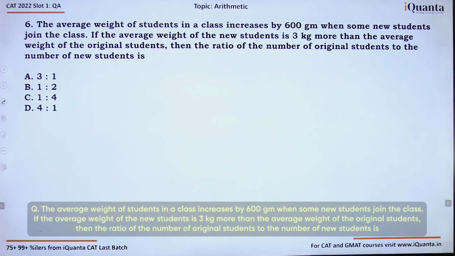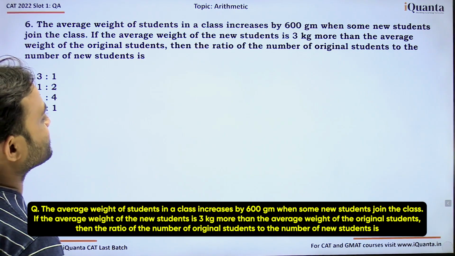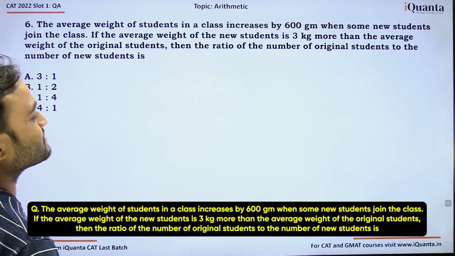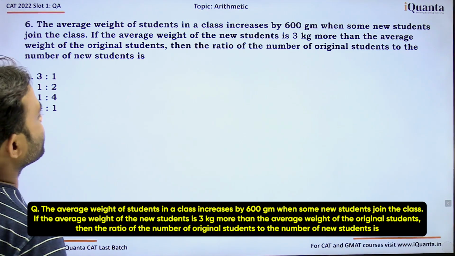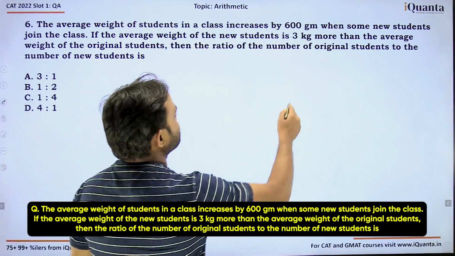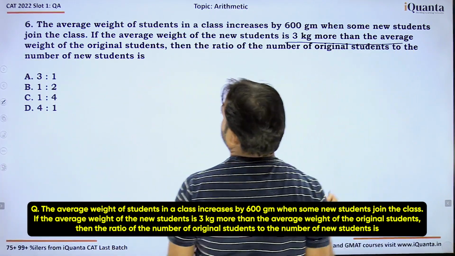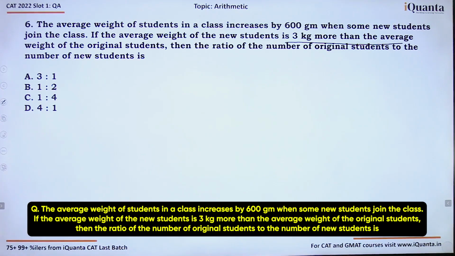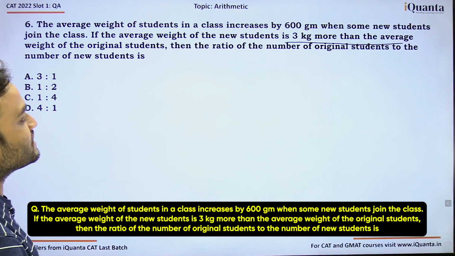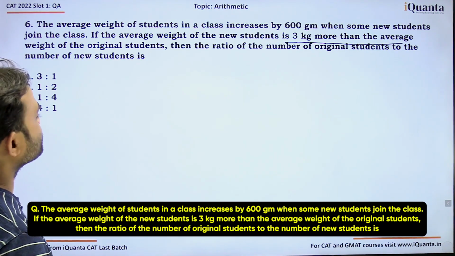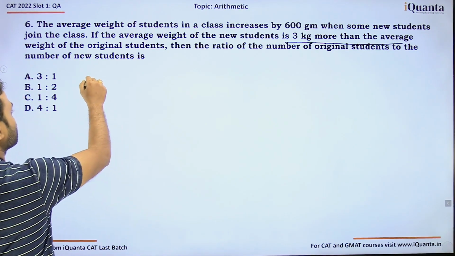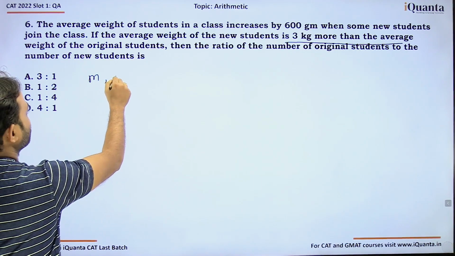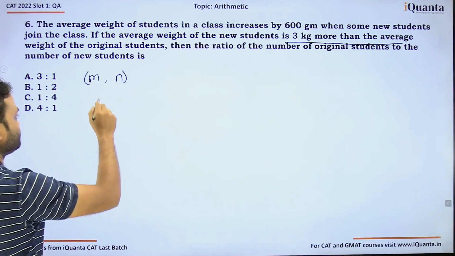It says the average weight of students in a class increases by 600 grams when some new students join the class. If the average weight of the new students is 3 kg more than the average weight of the original students, then the ratio of the number of students to the number of new students is... So let's say the previous number of students is m and the new number of students is n.